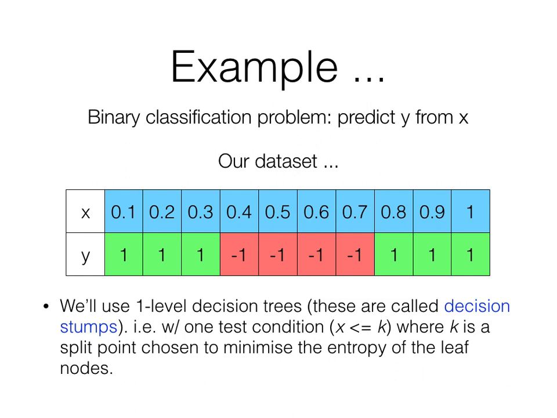So we're going to use something called decision stumps as our base classifiers to make this prediction. And a decision stump is just a one-level decision tree. So it just has a root and two children, which means it can only have one test condition. So x is less than or equal to k, where k is some split point. And we're going to choose the k to minimize the entropy of the leaf nodes. That sounds complicated. All it means is we're going to choose a k so that most of the data points on one side of that split point are the same class.